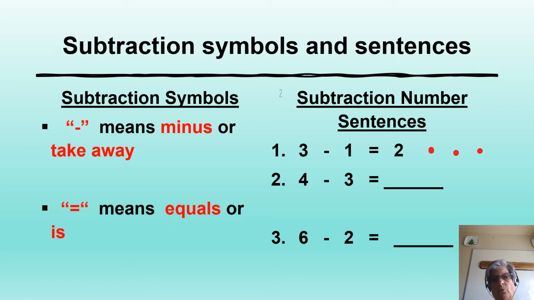Now look on the right-hand side. Look to number 1. These are going to be subtraction number sentences. And the first one I've started for you. This says 3 take away 1 equals 2, or 3 minus 1 equals 2. If you look next to that number sentence, you see 3 dots. I'm starting the problem with 3, right? And then I need to take away 1. That means I'm going to cross out 1 dot.